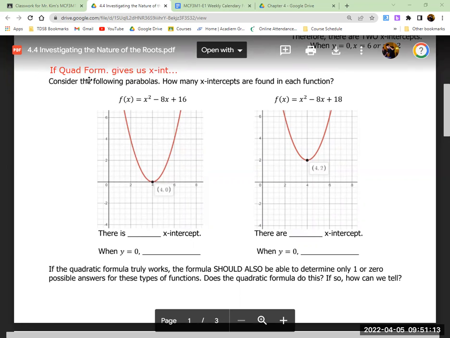If the quadratic formula is supposed to give us x-intercepts, you also need to consider two different scenarios that you might not have expected. Look at the left graph. This is a graph of x squared minus 8x plus 16. How many x-intercepts are there? Come on, not rocket science. Yep, 1. There's only one x-intercept. What is that x-intercept? When y equals 0, x happens to equal 4.